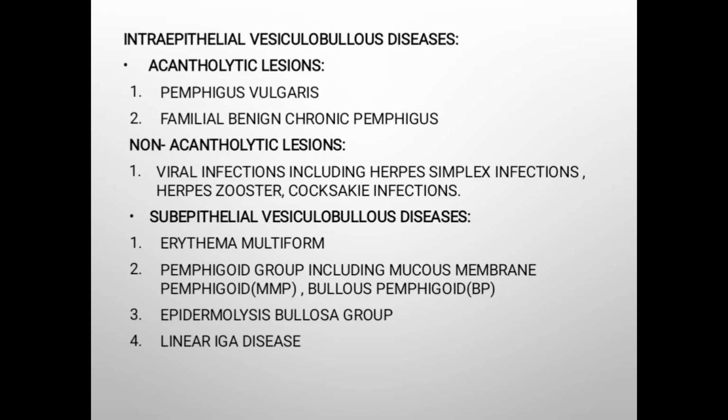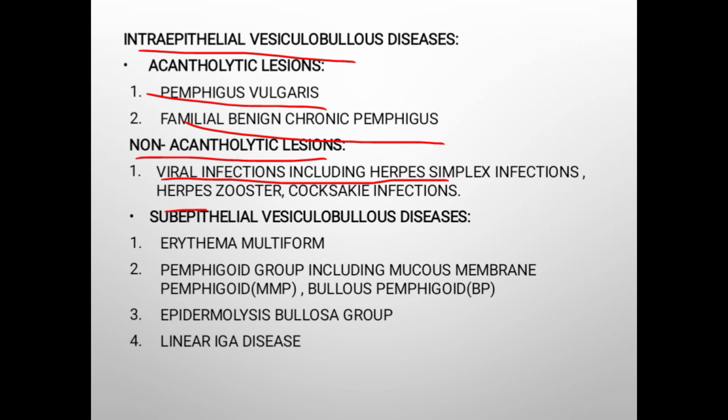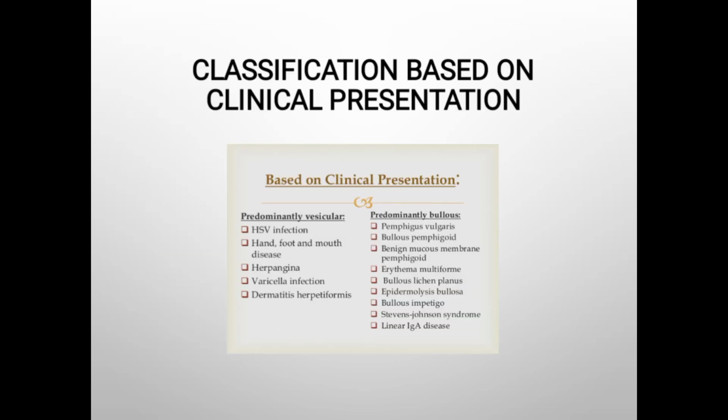Now, intraepithelial lesions are pemphigus vulgaris and familial benign chronic pemphigus. Non-acantholytic are viral infections, including herpes simplex infections, herpes zoster, and coxsackie infections. Subepithelial vesicular disease includes erythema multiforme, the pemphigoid group, which includes mucous membrane pemphigoid and bullous pemphigoid, the epidermolysis bullosa group, and linear IgA disease.